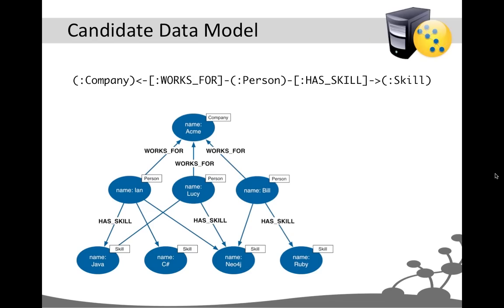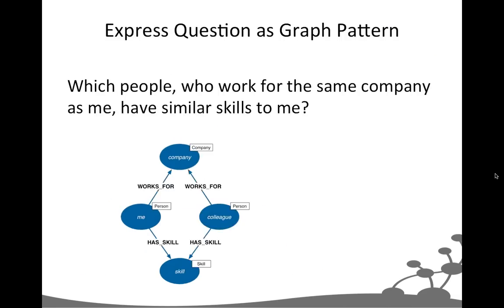Okay. So we've derived our underlying data model, but we haven't completely satisfied that end user requirement. Because remember, given a particular user, we need to be able to identify which other people in that company share that person's skills. So we go back to the question that we'd have to ask of our domain, and we want to formulate that as a query that we can execute against our model. So here's that question again. Which people who work for the same company as me have similar skills to me?